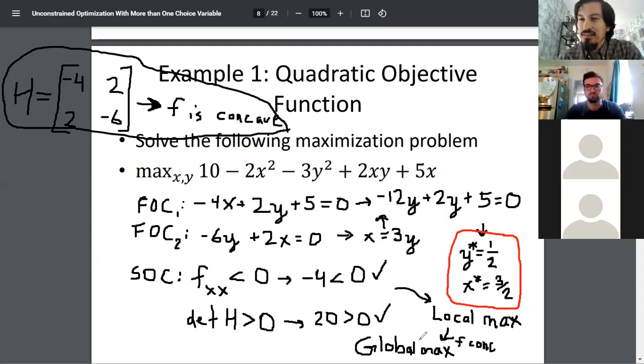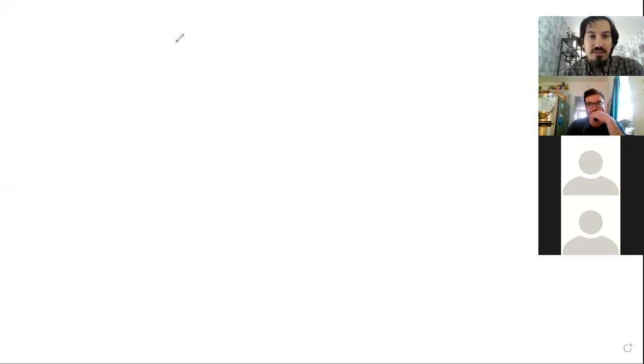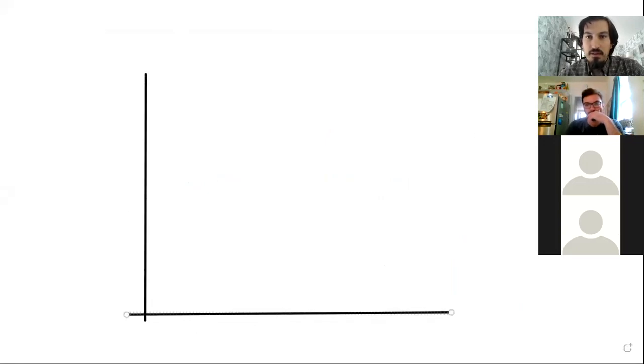Did that make sense? This whole discussion about a global maximum, but let me just draw a function. It's really easy for me to make this point in two dimensions, right? You have a line. Am I sharing the right thing? Hopefully I'm sharing the right thing. Yeah, I'm sharing the whiteboard.